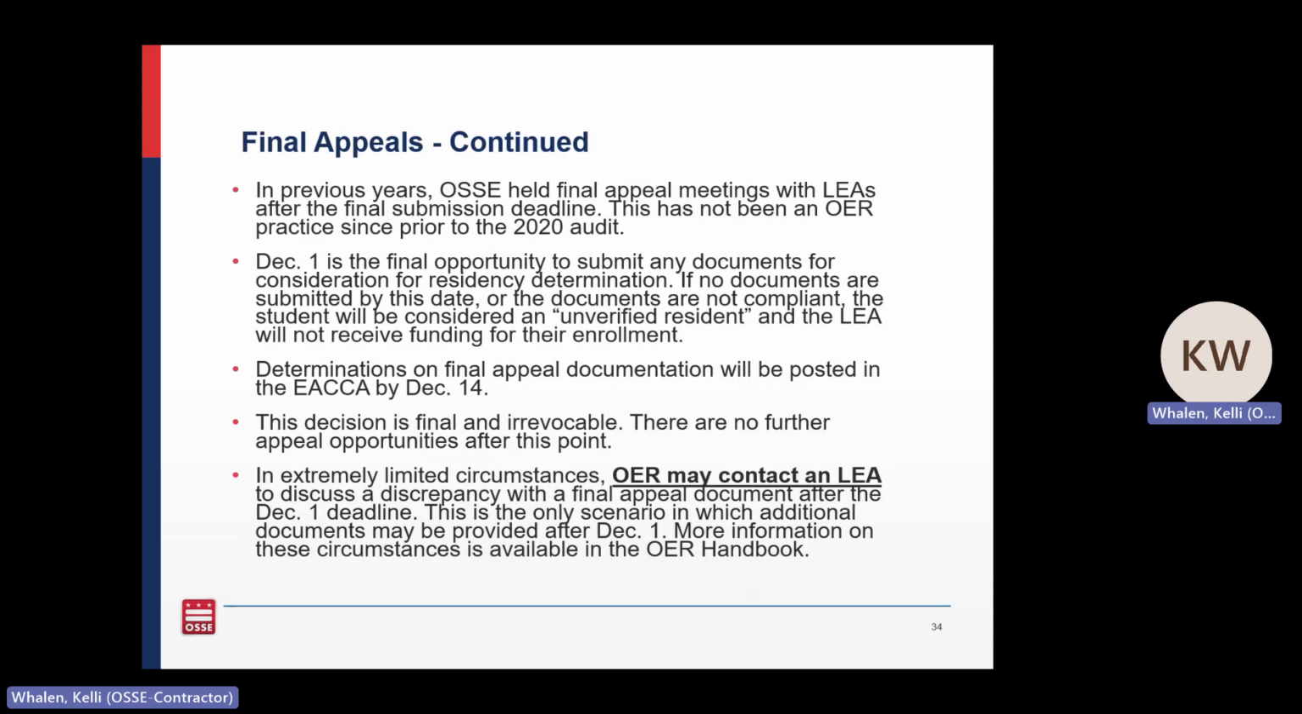If nothing is submitted by then, or the documents that are submitted are not compliant, the student will be considered an unverified resident and the LEA will not receive funding for their enrollment. The determinations after final appeals will be posted in the EACCA by December 14th. This decision is final and irrevocable. There are no further appeal opportunities.